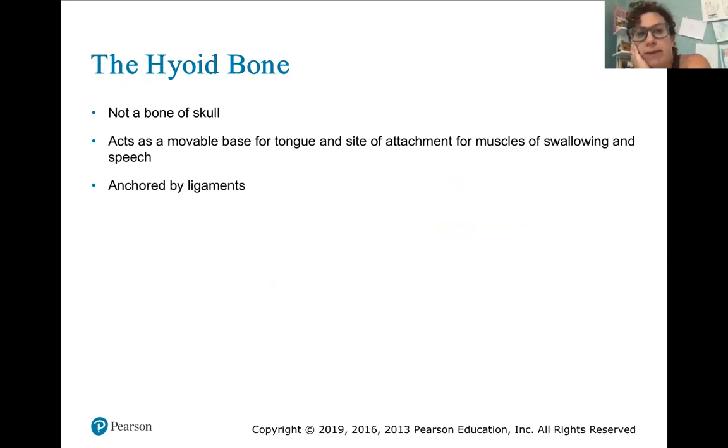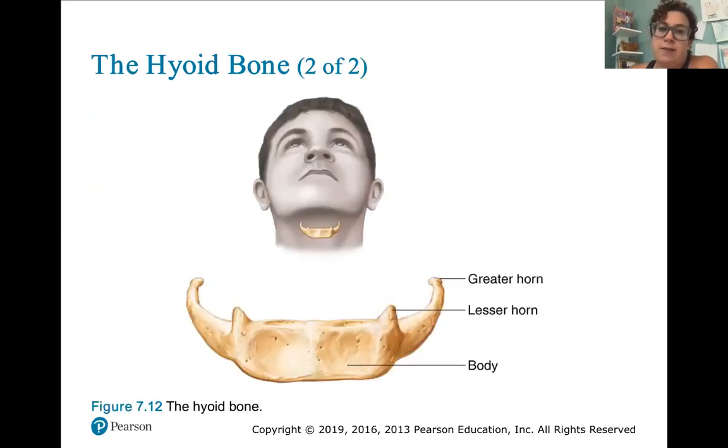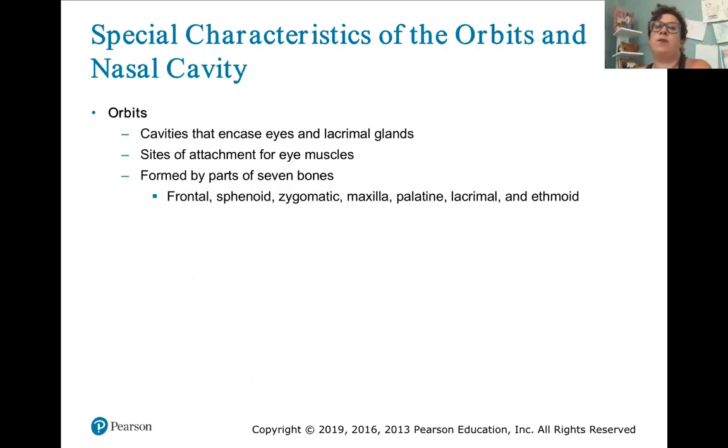Okay, then we have this funky bone that's not part of the skull, but we talk about it in our head and neck. Hyoid bone hangs out in your neck, just below where an Adam's apple might be, or just above where an Adam's apple might be, and acts as a movable base for the tongue, because your tongue actually attaches. Your tongue is a muscle, and that tongue attaches to sites down there, as well as other muscles that help you swallow and speak. And there's a bunch of ligaments that help keep that in place. So here is a great example of where that hyoid bone is, and it hangs out right there in the center of your neck.